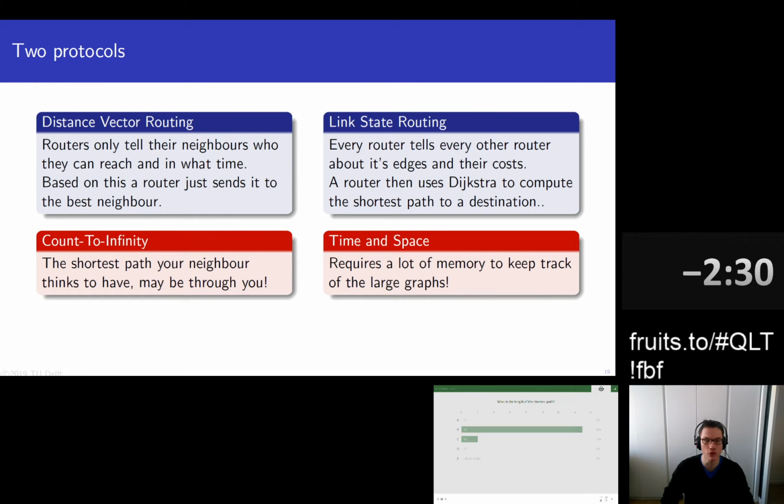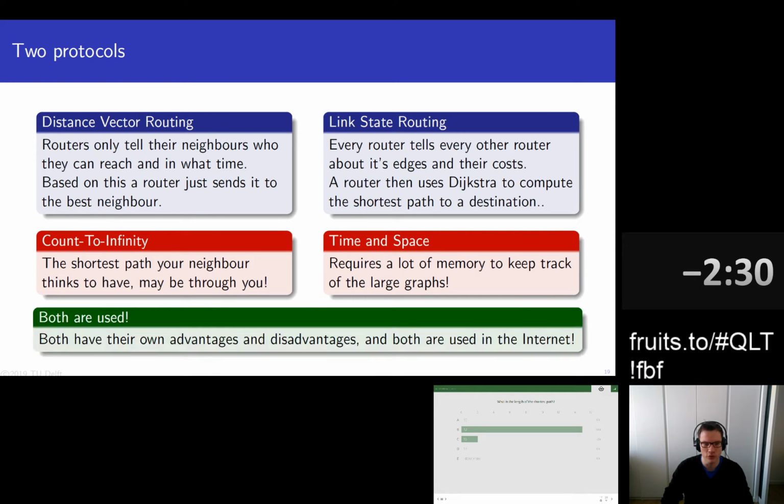The problem with link state routing, you may have already guessed. The internet is huge. It's sometimes described as the largest man-made invention. And there are millions and millions of machines connected to this thing. So keeping track of this entire network requires a lot of memory, and then executing Dijkstra on it requires a lot of time. So that's not great either. So what do we do?